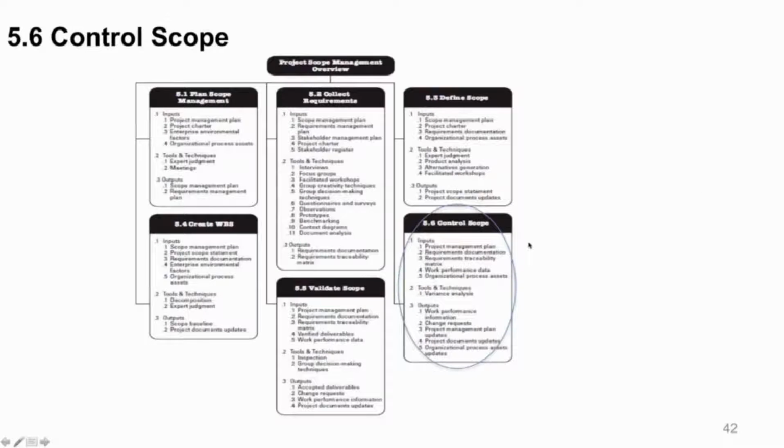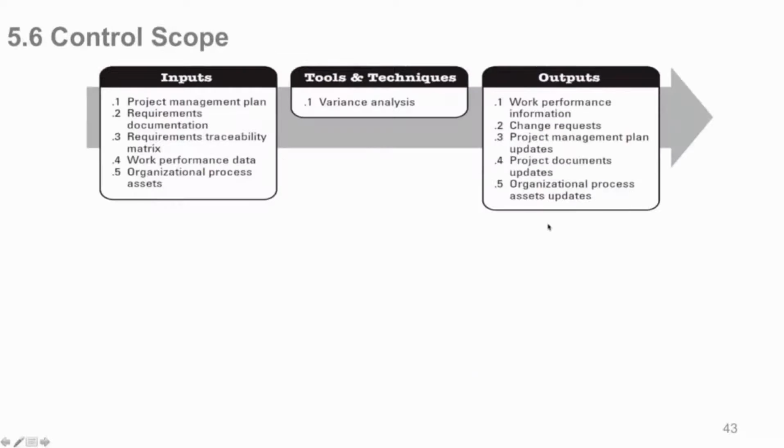Now, the last process in scope management is Control Scope, because now you have a scope baseline. You need to control that and try to avoid change if possible, but change is inevitable. So let's see what we can do. Control Scope. Here are your ITTOs.